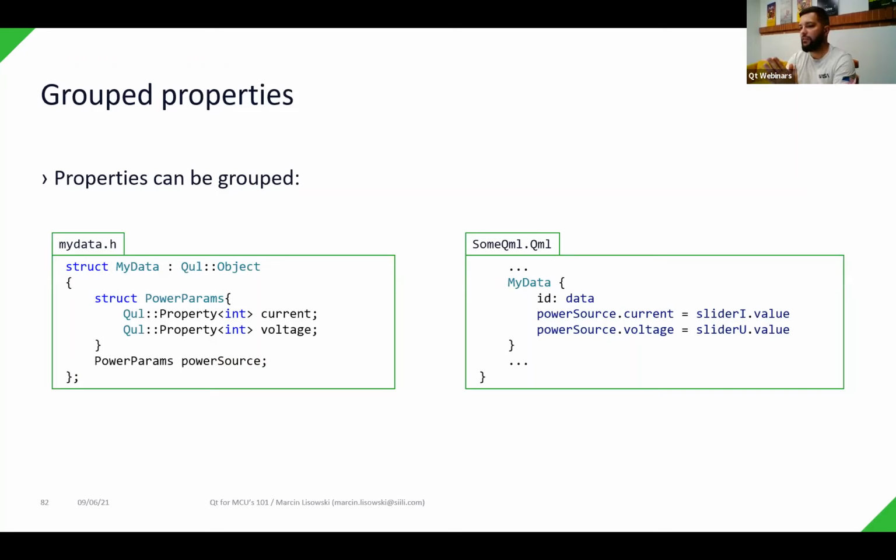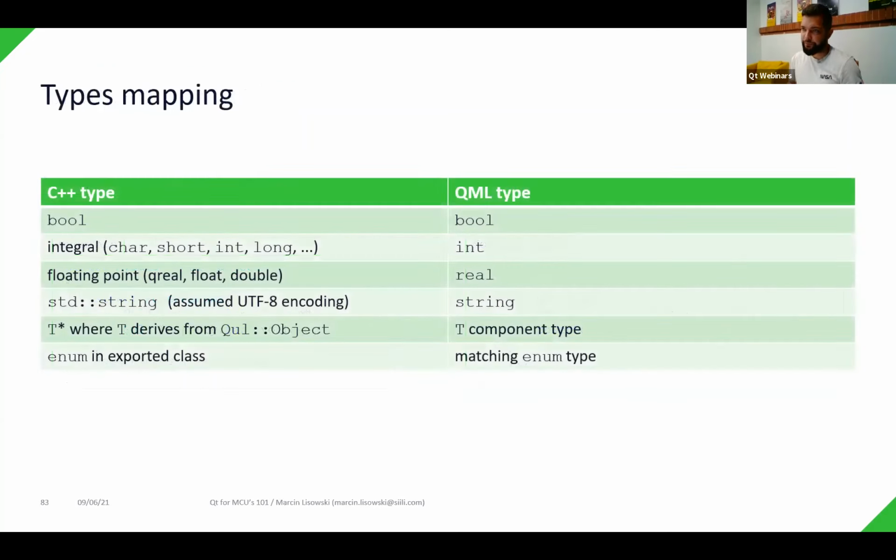And on the right side, you have an example that by using the power source name for the group, you can access the current and the voltage directly from QML, which is a pretty useful thing.